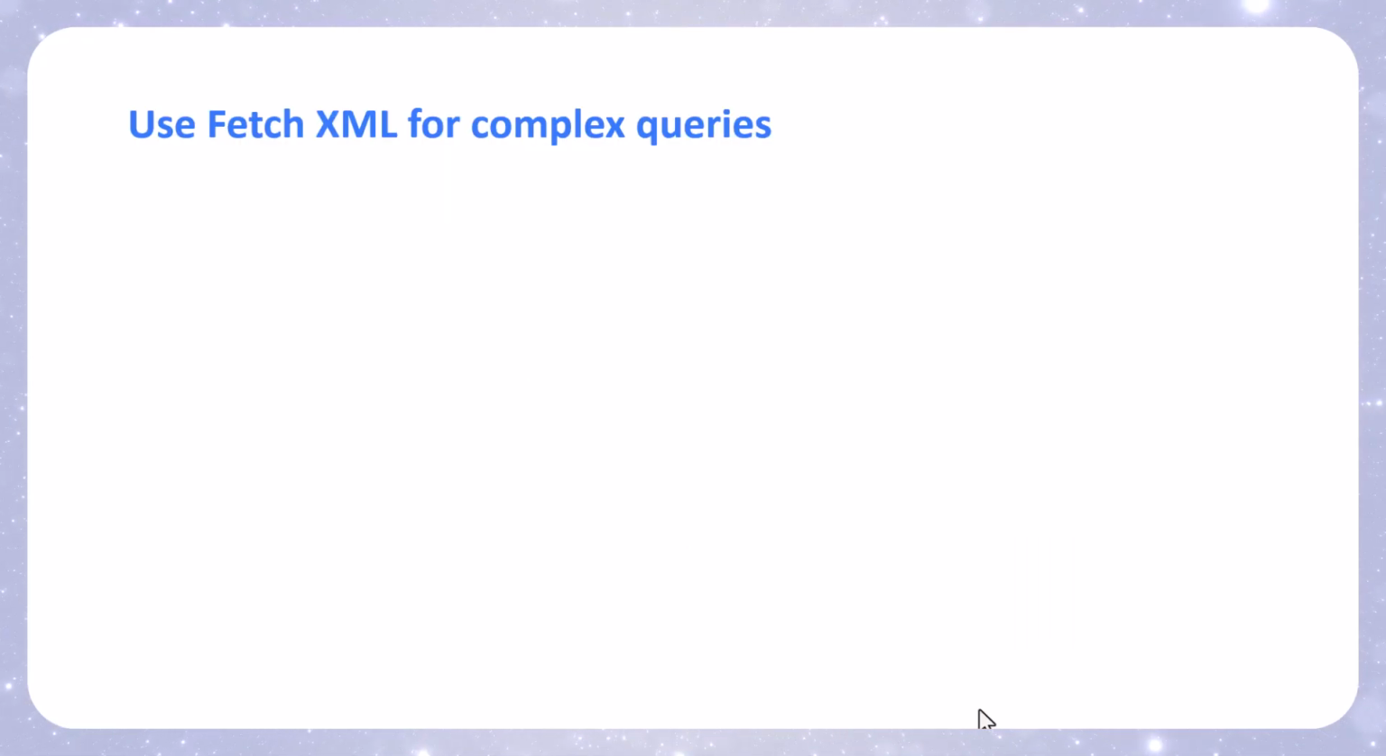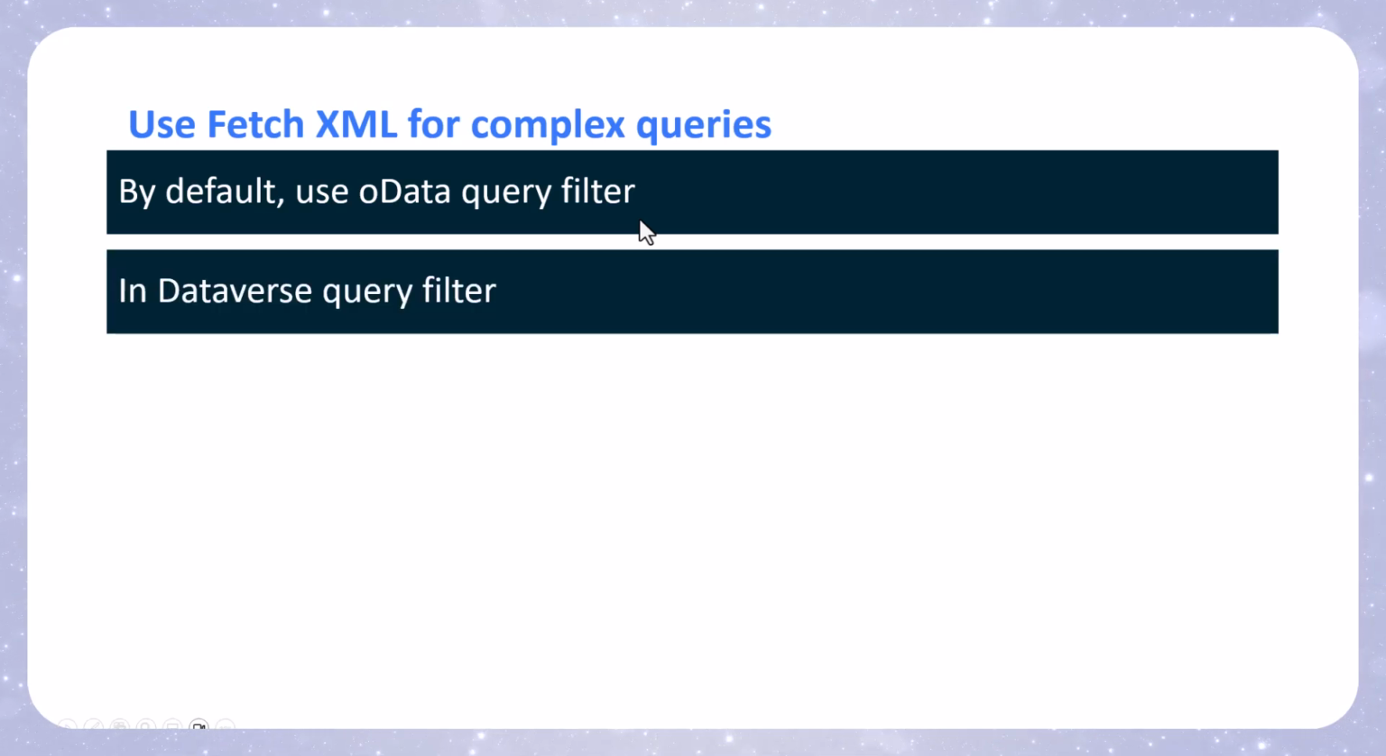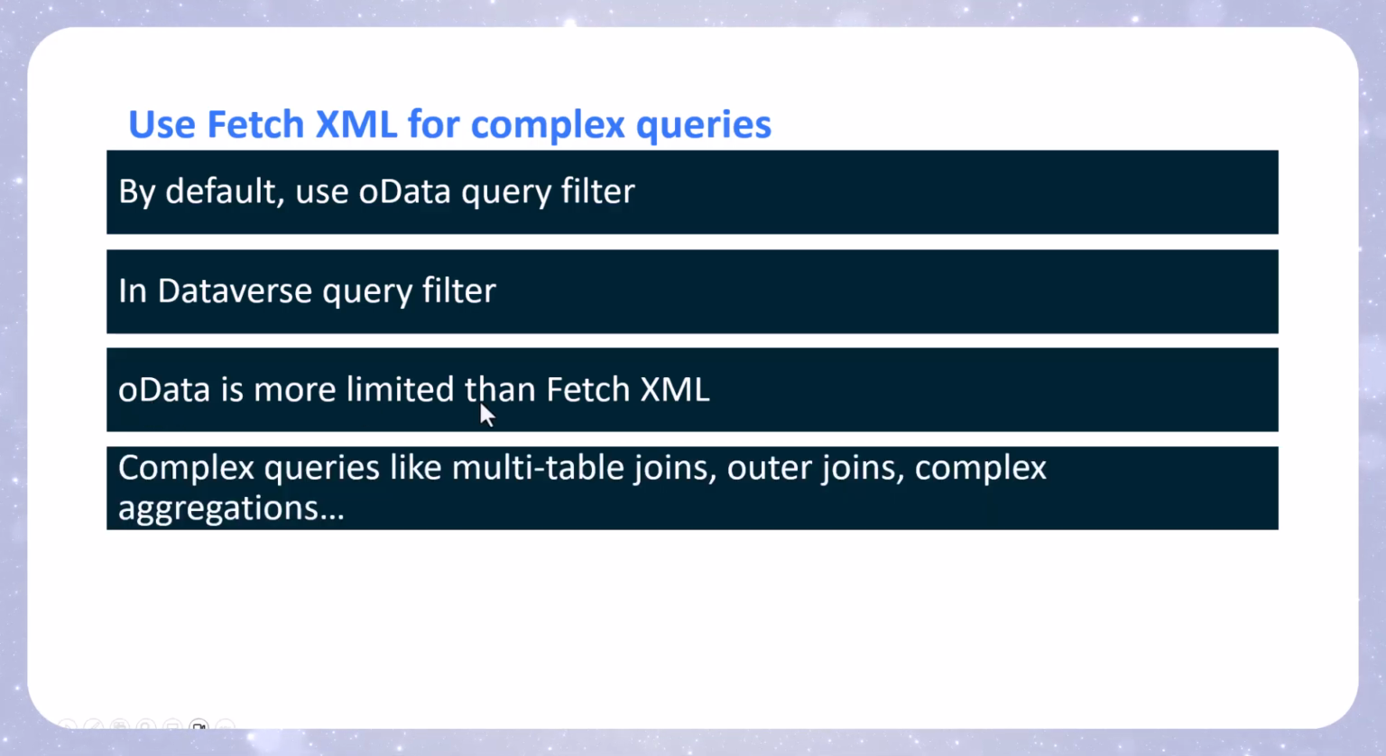Okay, so another good practice is for some specific complex queries, I use FetchXML. FetchXML is the query language of Dataverse. By default, I use OData query filter because that's the standard and you can do a lot with OData. But in Dataverse, some features are only available in FetchXML. That's the case for some complex queries like multi-table join, some outer joins, and some complex aggregation.